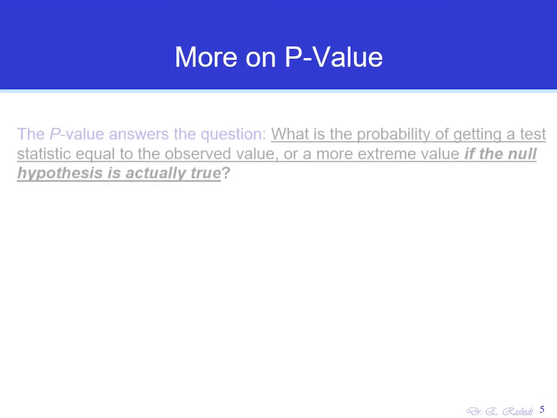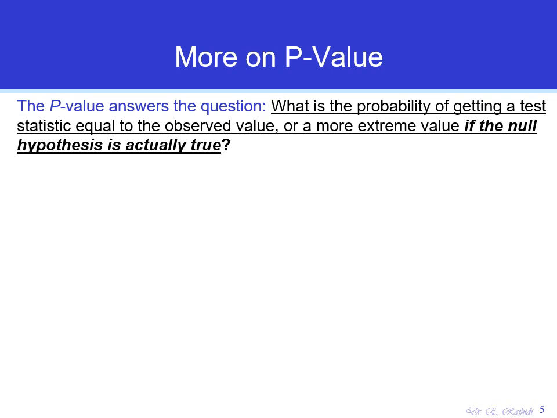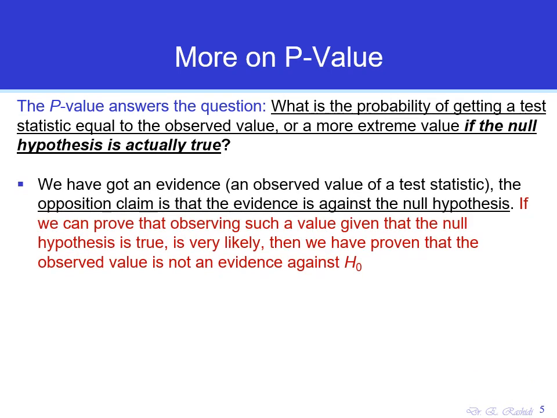Let's elaborate more on the concept of p-value. We have got evidence on hand. That's the observed value of the test statistic. The opposition claim is that this is evidence against the null hypothesis, meaning the observed value of the test statistic is a proof, is evidence that H0 is not true. So what should we do? As a judge, we have the assumption of innocent until proven guilty. So we have to fight this claim. We have to verify this claim.